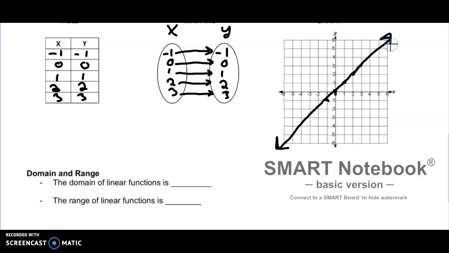Last thing is the domain of a linear function is going to be all real numbers, which we use by doing this fancy R. And the range is also all real numbers. So we also use our fancy R.